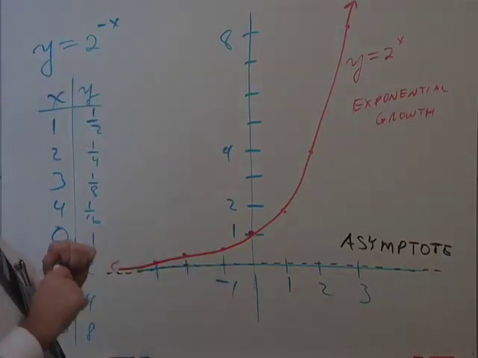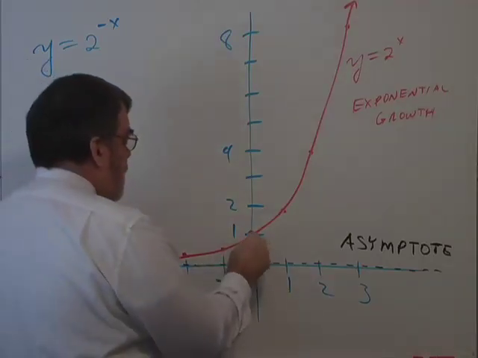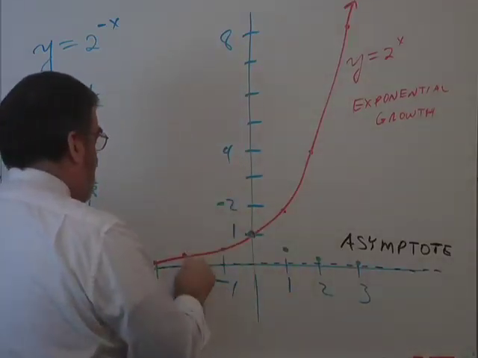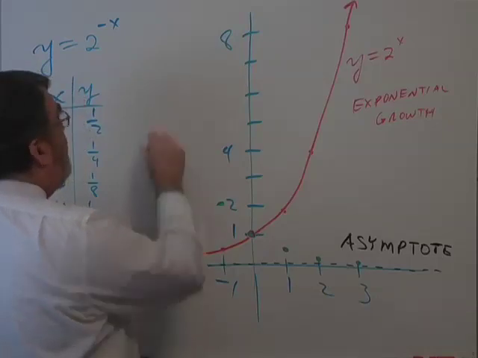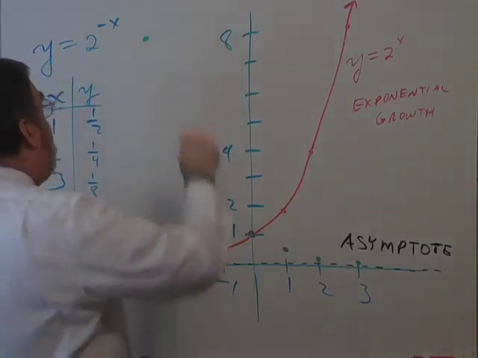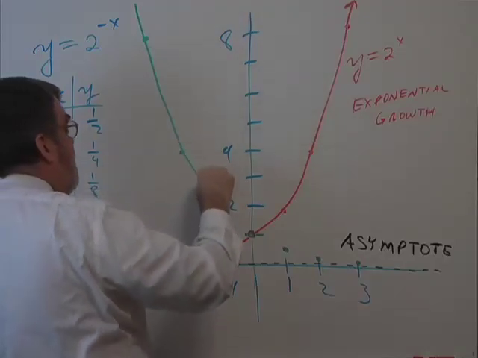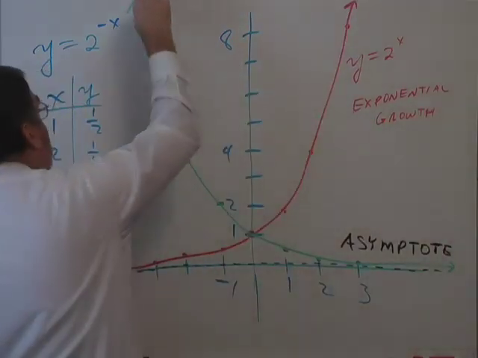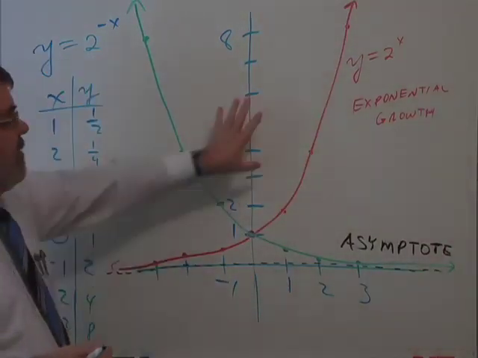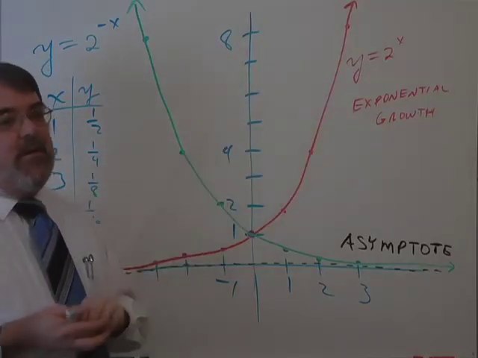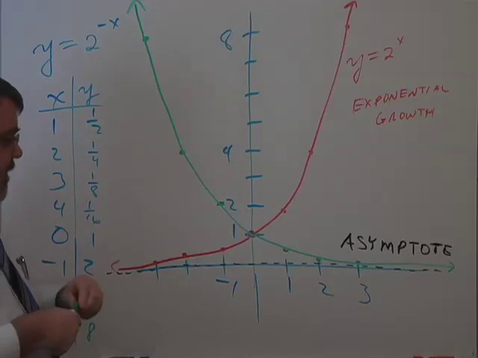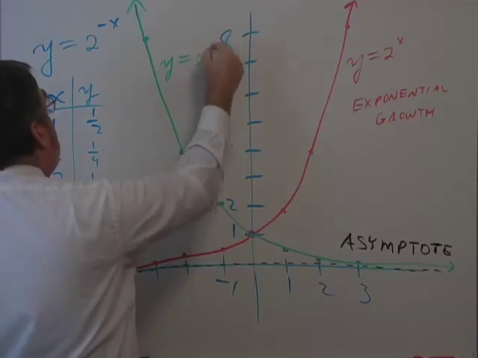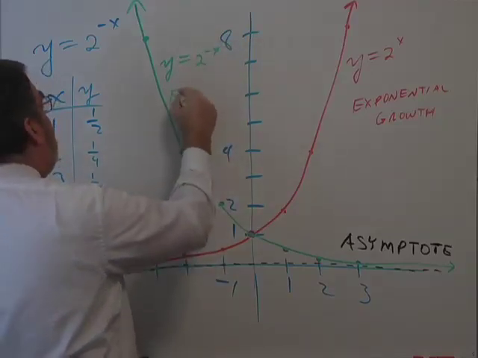All right, so when I plot these points on the graph, I'm going to get this kind of curve. And if you think about it in terms of symmetry, it's been reflected around the y-axis. In fact, when you take a function and replace x with negative x, that has the effect of flipping it or reflecting it around the y-axis. I hope I said y-axis a minute ago. All right, so here is y equals 2 to the minus x, and it's an example of exponential decay.